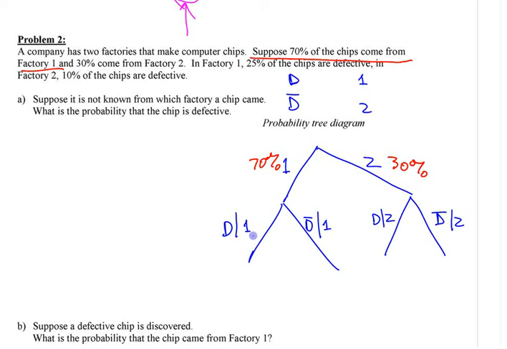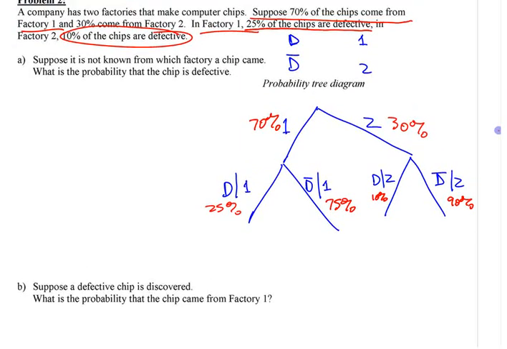Once you know you're in factory 1, what's the chance of it being defective? 25% of the chips are defective in factory 1. This is 25%. Which means, what is this number right here? It has to be 75% because that's the only other choice. How many are defective in factory 2? 10%. So this is 10%. This is 90% then. If you fill out those numbers, that's a good starting point here.